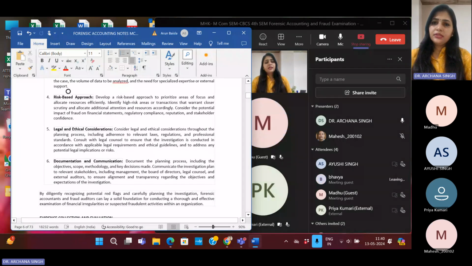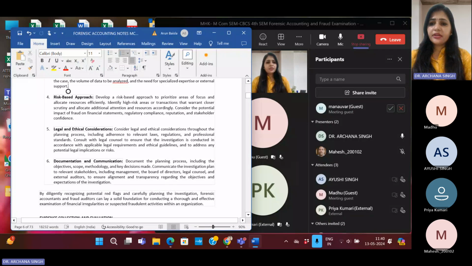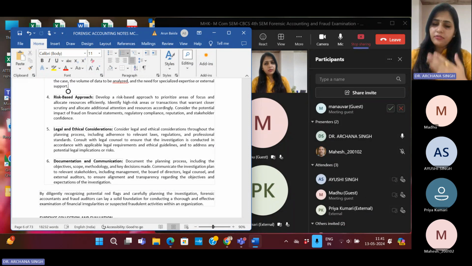Risk-based approach basically, while doing the investigation, they have to prioritize the areas to focus on and allocate the resources efficiently. Okay, so they have to prioritize those areas in which they have to focus and allocate resources. So they have to identify high risk areas or transactions that warrant closer scrutiny, okay, and allocate additional attention and resources accordingly. So they have to consider the potential impact of fraud on financial statements, regulatory compliance, reputation, and stakeholder confidence. Then next is legal and ethical consideration.